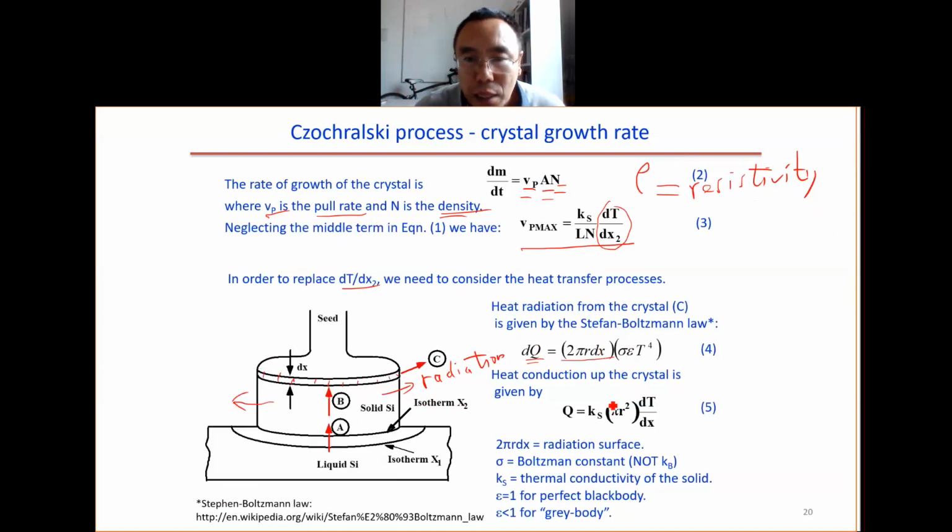Sigma is the Boltzmann constant. We know k_B is also a Boltzmann constant, but this one is the Boltzmann constant for black body radiation. Epsilon is the emissivity of the surface. For a perfect black body, epsilon equals 1. For a gray body, epsilon is less than 1. It is proportional to T to the power 4. So this is the black body radiation.